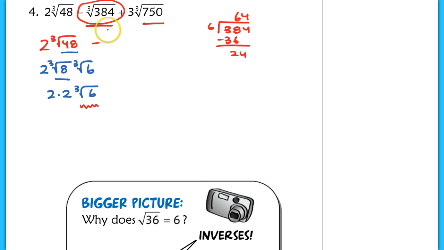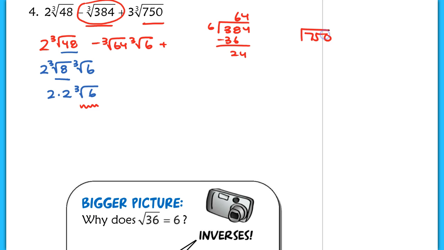Okay, so let's rewrite that up here. We have the cube root of 6 times the cube root of 64. Now I like to rewrite this so that the one that is going to be able to reduce comes first. So let's just rewrite that as the cube root of 64 first times the cube root of 6. So the one that I know isn't going to simplify, I like to write that one second. Okay. Now I'm going to do the same thing for 750.